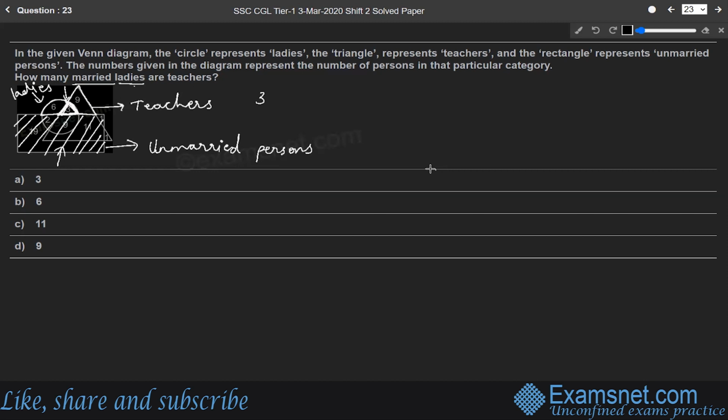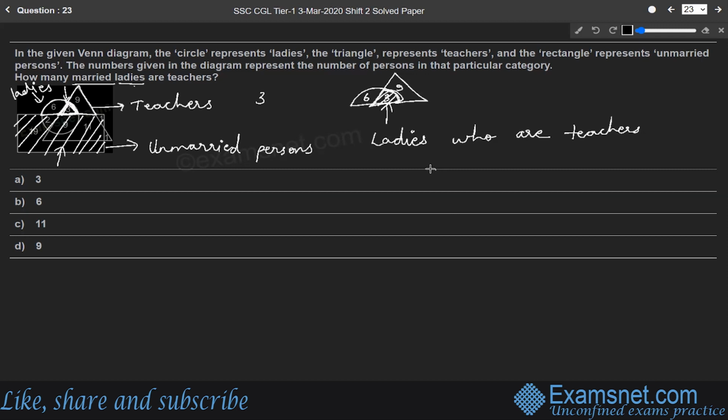So how have we calculated it? We have simply found the intersection of the circle and the triangle. See, again, after excluding this rectangle, the remaining portion of the circle is this. And the remaining portion of the triangle is this. And there are 3 numbers, 6, 3 and 9. So what is the common part here? The common part is this part which consists of 3. This is the part which consists of ladies who are teachers. So this is the intersection part for the triangle and the circle. And hence this is the number of married ladies who are teachers.